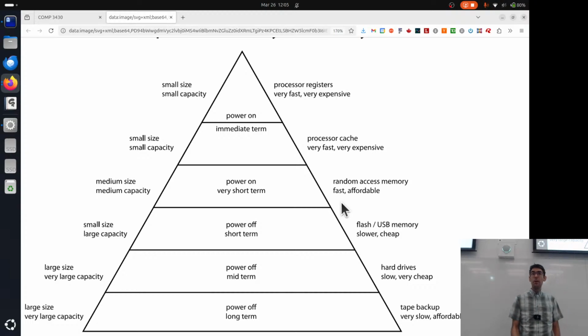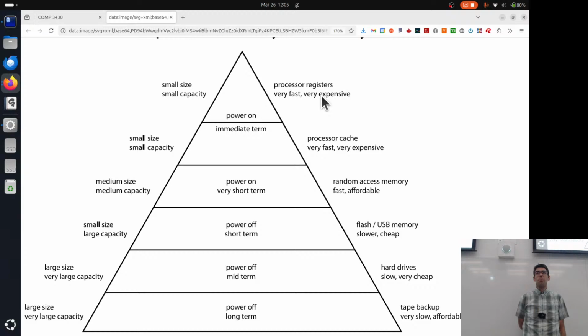Virtual memory, to be clear, goes all the way down to the bottom, even to tapes when we start to think about swapping, but we're not going to talk too much about swapping. We'll stick close to RAM here in terms of virtual memory. And when we're getting to the very top, we're talking about things like processor registers.